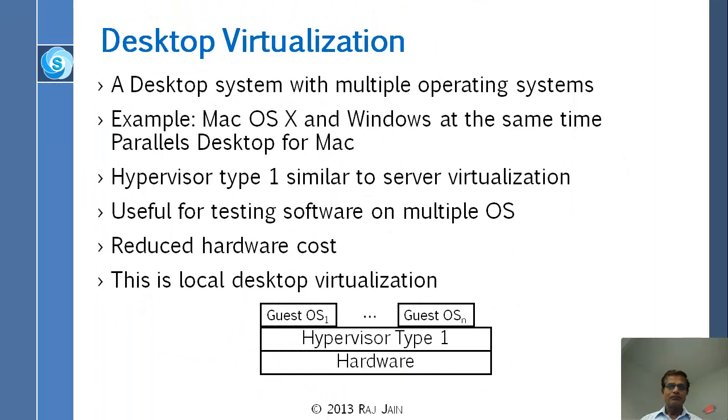Desktop virtualization. Desktop virtualization is a desktop with multiple operating systems. So for example, some people here who have laptops with Mac, right, may also have Windows in that same laptop, right? Parallels, you buy Parallels. And you do that, that is desktop virtualization. So you have two desktops, one for the Mac, one for the Windows, running at the same time. So Mac OS X, Windows at the same time, Parallels Desktop. Hypervisor type 1 is what Parallels Desktop is basically.